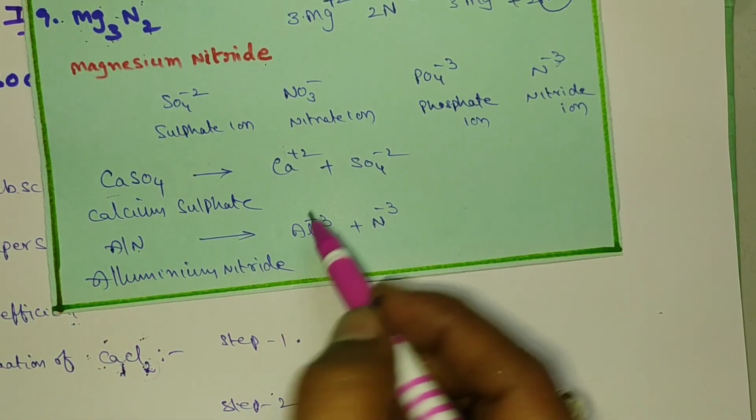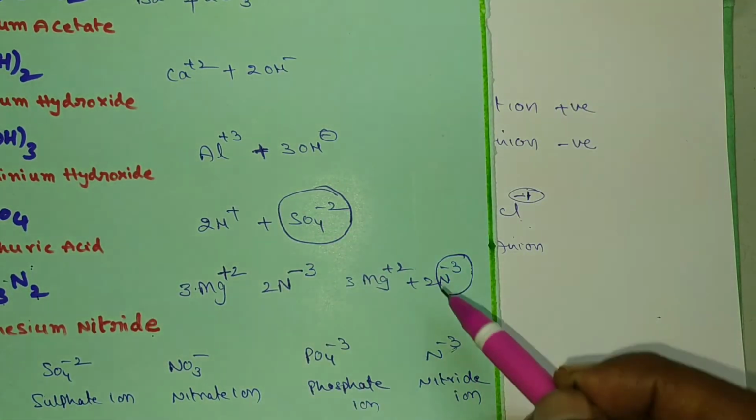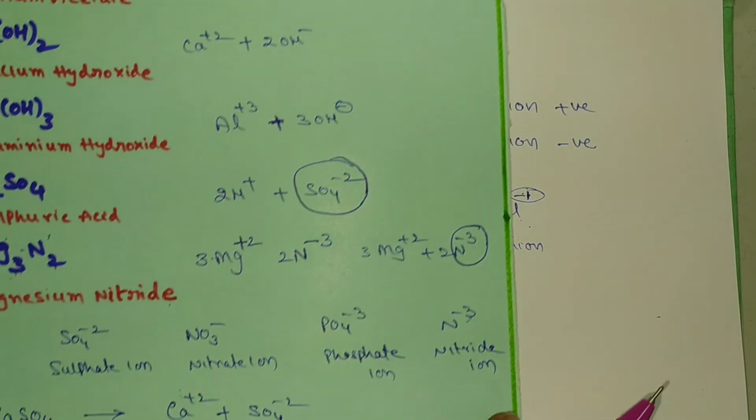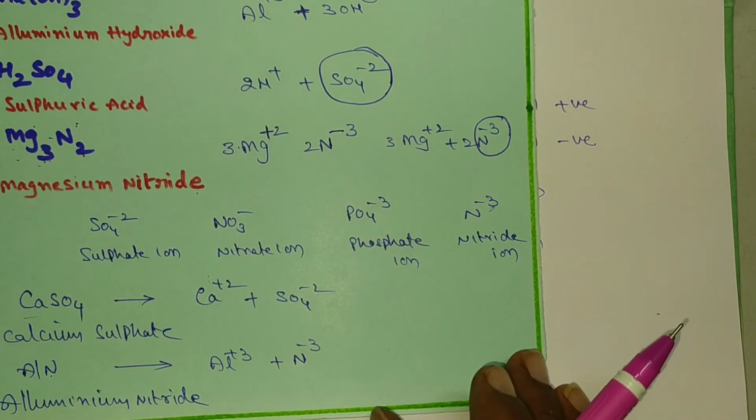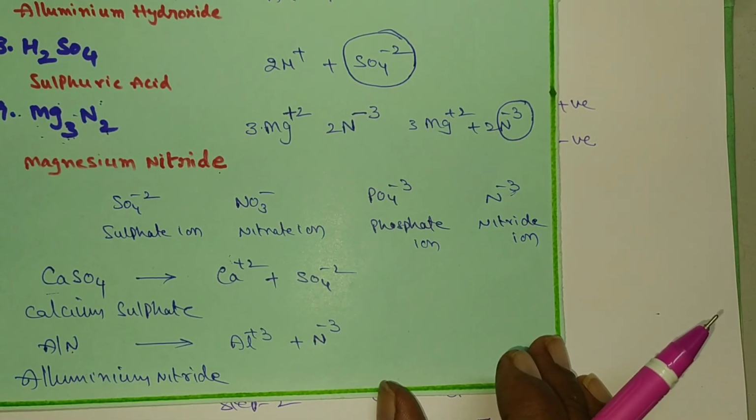Okay, so remember, you have to remember these 4 ions. By knowing these steps, you can easily dissociate any molecule to produce ions. Okay, thank you.